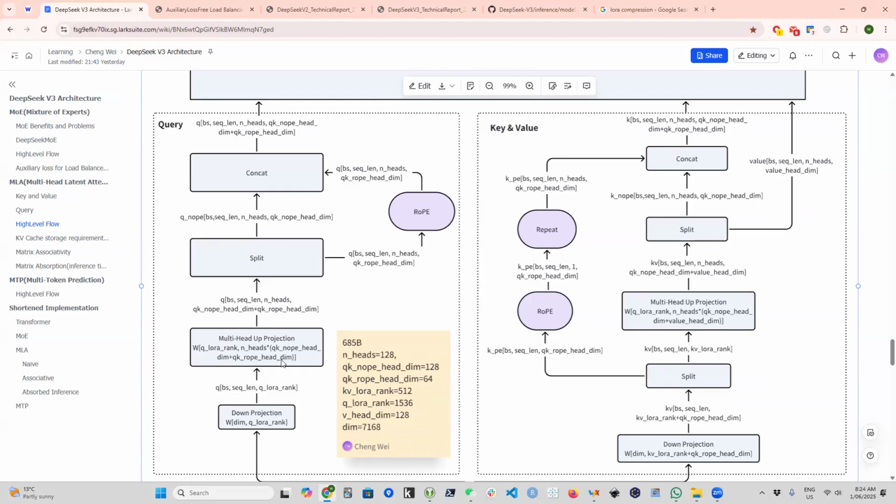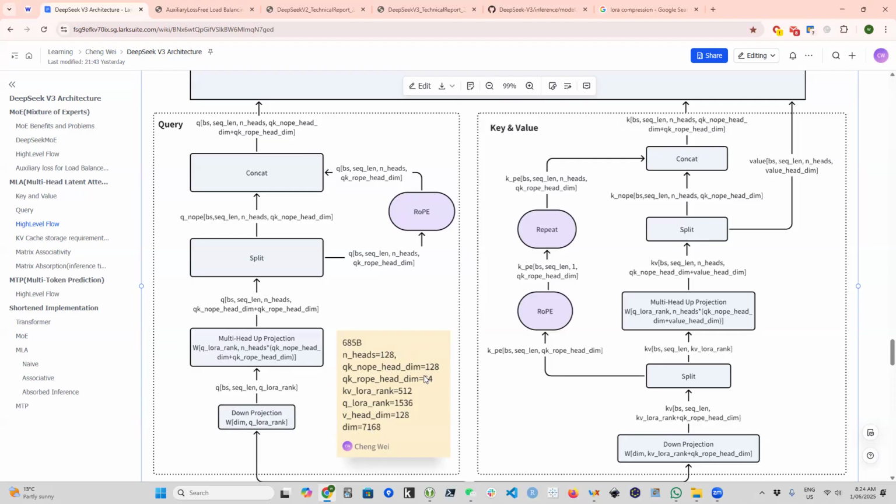When you say up project, does it mean that you go from the lower rank representation of the matrix and the number of dimensions increases? No, it's increasing, but increasing into multi-head. The dimension is increased. You see here. Oh, then this is just a repetition? Repetition, what do you mean by repetition?